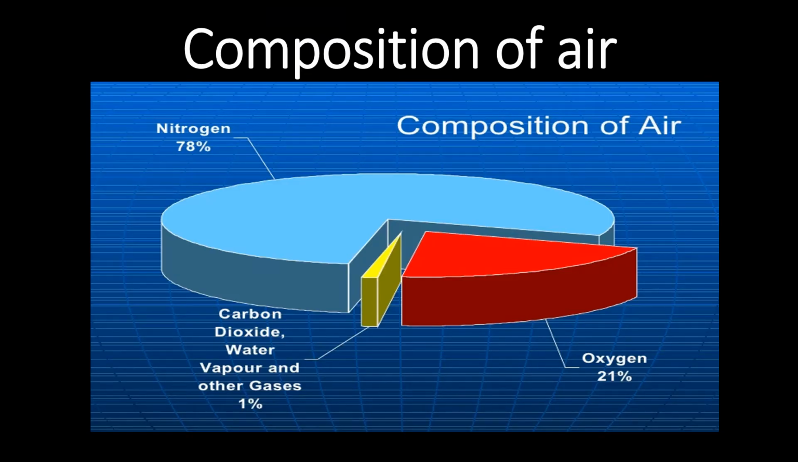Let us see the composition of air. We know air contains different gases: nitrogen, oxygen, carbon dioxide, water vapor, and many other gases. During the process of burning, the gas released is carbon dioxide. It makes up a small component of air around us. All organic materials, when they burn, consume oxygen and produce carbon dioxide and a few other gases. All living organisms require oxygen for their survival.